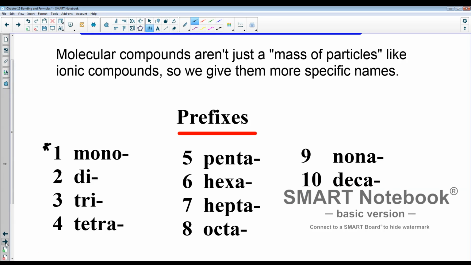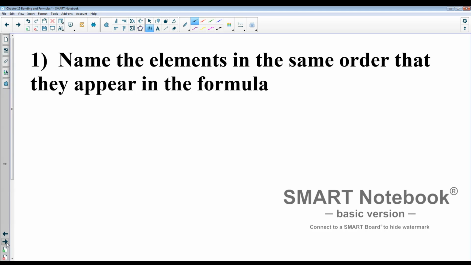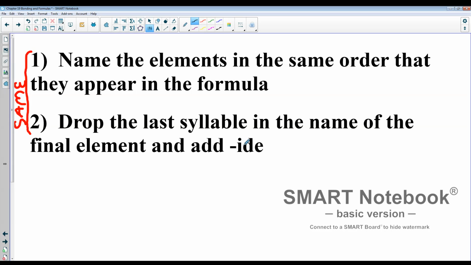But anyways, if you see a compound, the way that you use the prefixes to name it is you look at the elements that are there and you write them in the same order. So for the example CCl4, I would have carbon and chlorine. The second one always has to end in "ide," which is the same rule as for ionic compounds. But for ionic compounds, you would just stop here. You would just call it sodium chloride and you would end there.